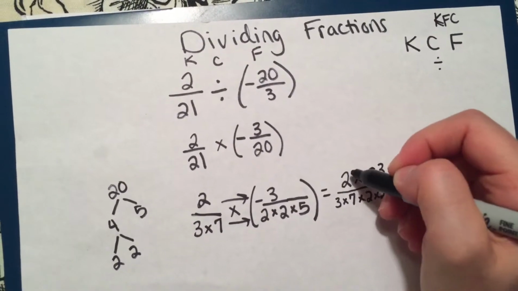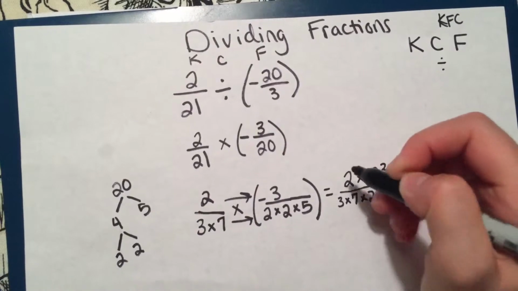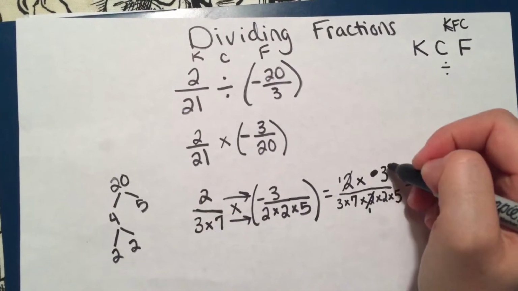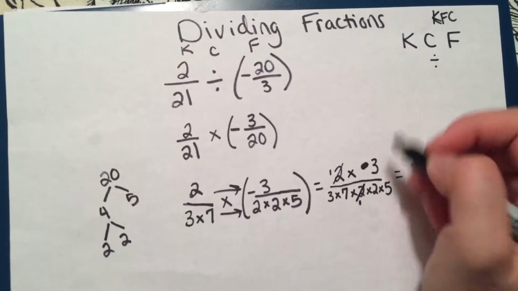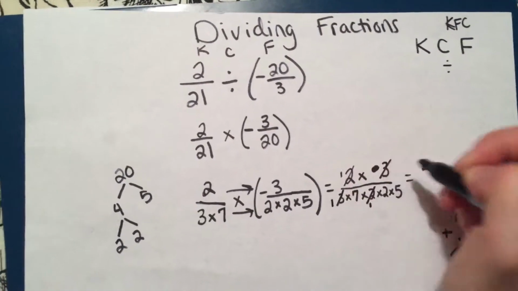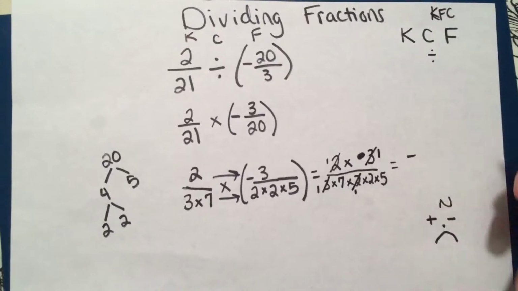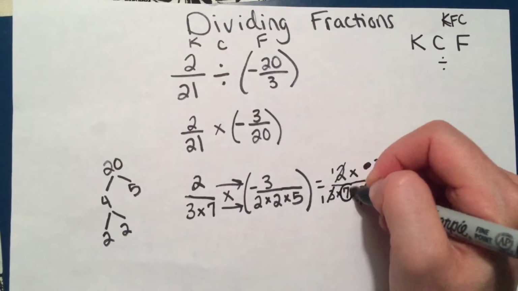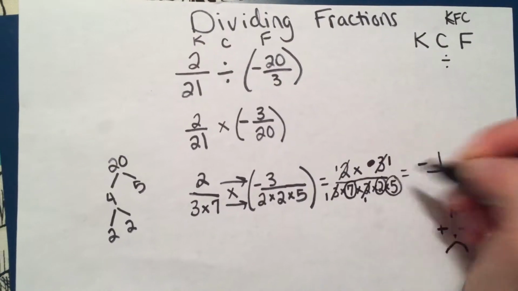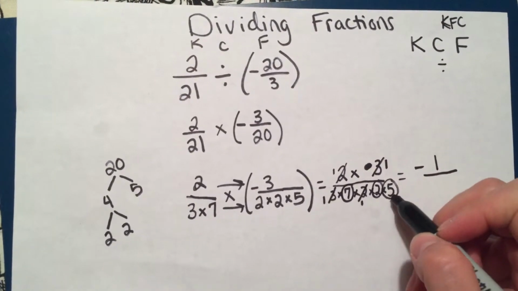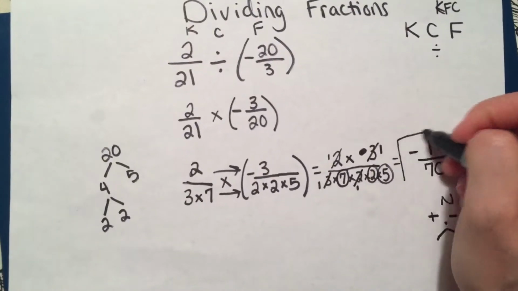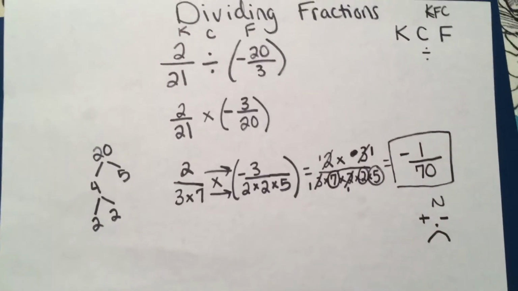Now, I know that this 2 and this 2, 2 divided by 2 is 1. So I'm going to cross those out and put little 1s. And I know that this 3 and this 3 can be crossed out because 3 divided by 3 is also 1. And put my 1s. Now, 1 times 1 on top is going to give me a 1 on top. And then I have left a 7, a 2, and a 5. So 7 times 5 is 35 times 2 is 70. So my final answer is -1/70.